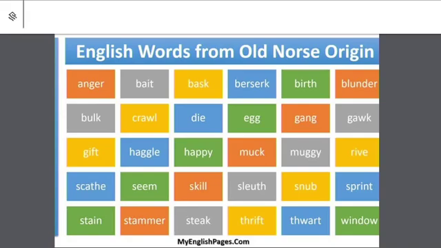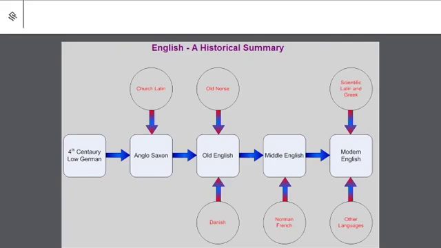They, them, and their replaced older English forms of personal pronouns. And so we really owe a tremendous debt to the Vikings. This is how English evolved. You can see this chart.